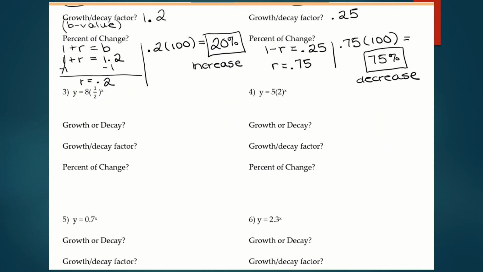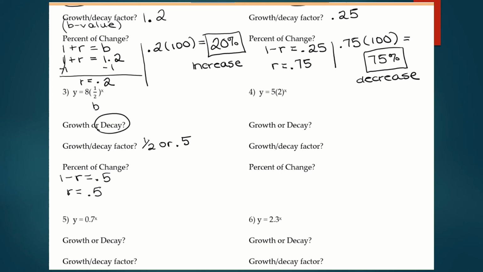So number 3, y equals 8 times 1/2 raised to the power of x. My b value is 1/2, seeing as that's in between 0 and 1. This is a decay. Our decay factor is 1/2, or if you feel more comfortable, you can say 0.5, whatever works for you. What's our percent change? What would I notice is going to happen to my y values with each increase in x? Well, it's a decay, so 1 minus r gives me 0.5. What does that r have to be? Well, 1 minus 0.5. So we'll say r equals 0.5.